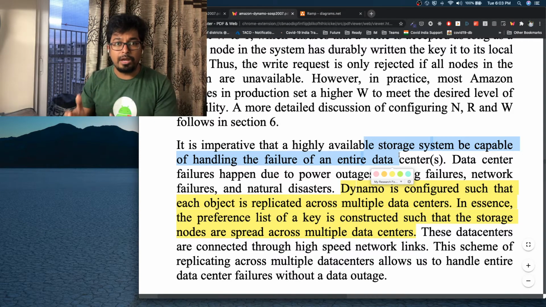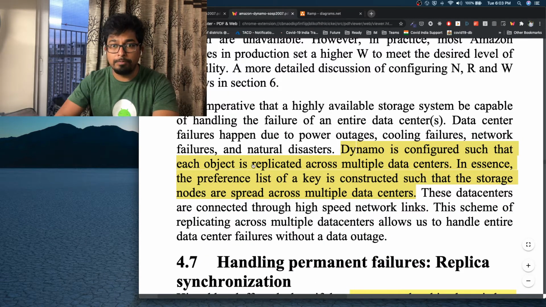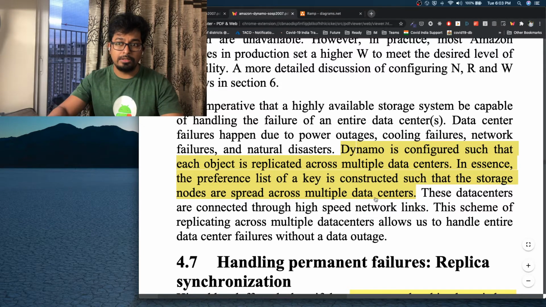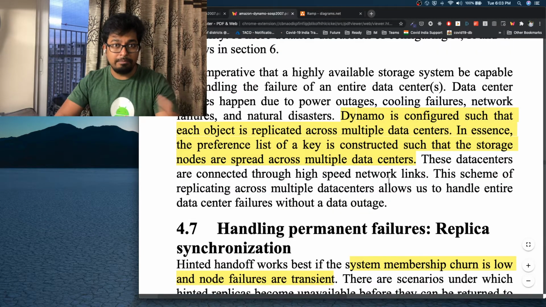Granted that this is a rare phenomenon, but you do not want your business to come to a stop because one of the data centers went down. Dynamo is configured such that each object is replicated across multiple data centers. In essence, the preference list of a key is constructed such that the storage nodes are spread across multiple data centers. Of course, that means added latency. These data centers are connected through high-speed network links. This scheme of replicating across multiple data centers allows us to handle entire data center failures without a data outage.